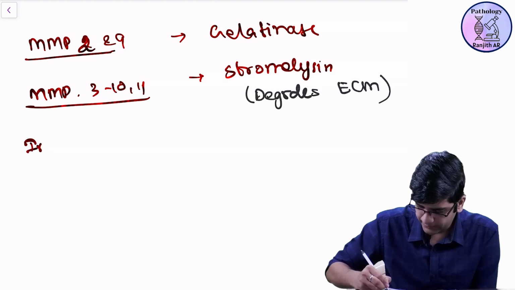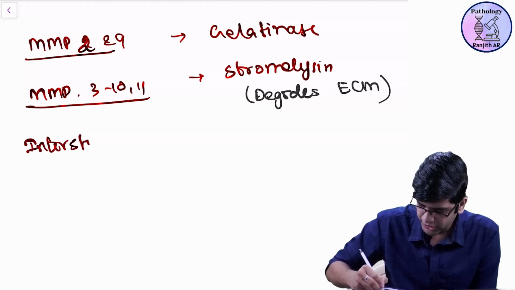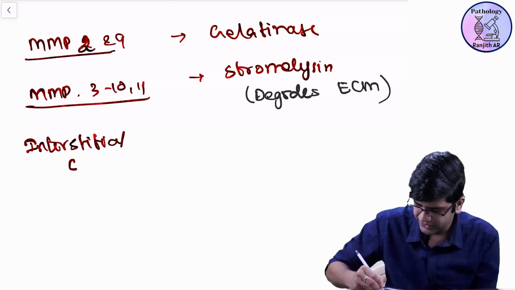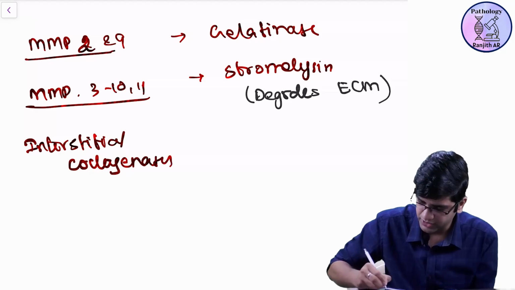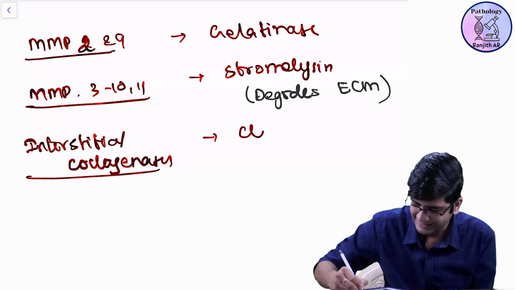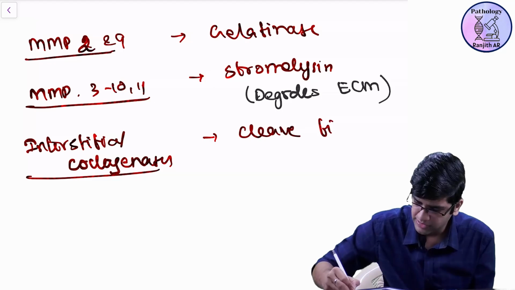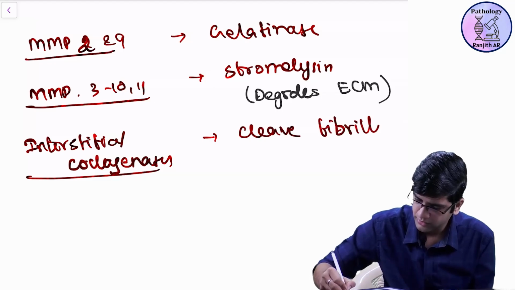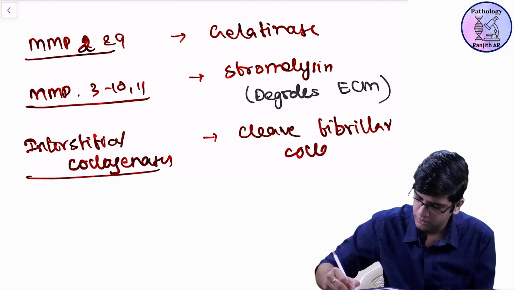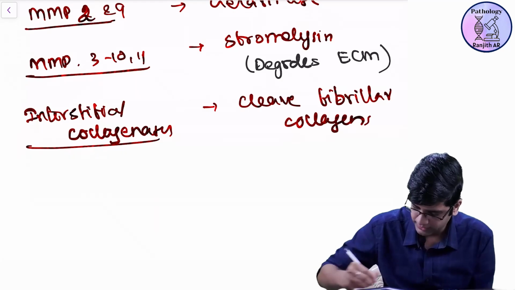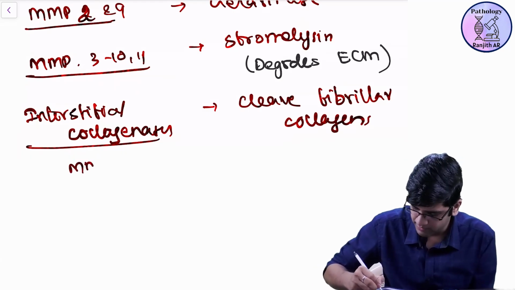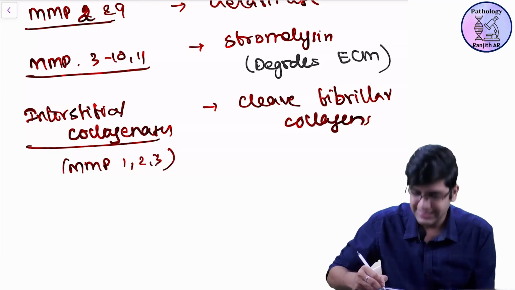And I also have interstitial collagenases. These cleave fibrillar collagens. See, these are also MMPs. Fibrillar collagen, these are my MMPs 1, 2 and 3. See, it's like an overlap.